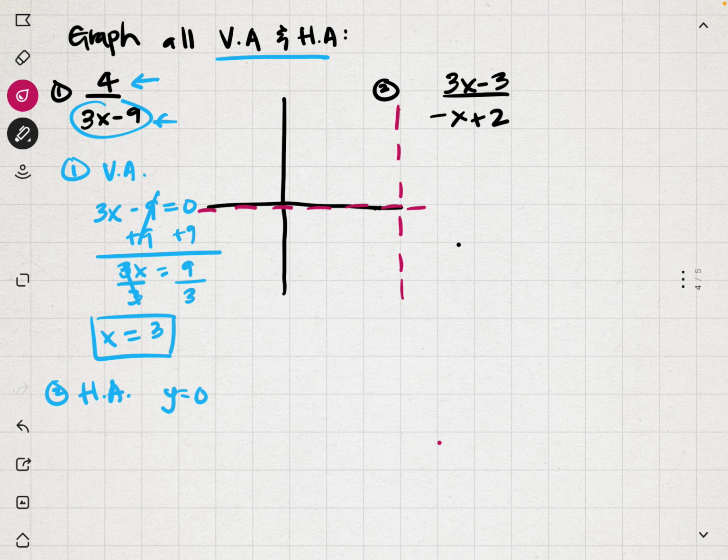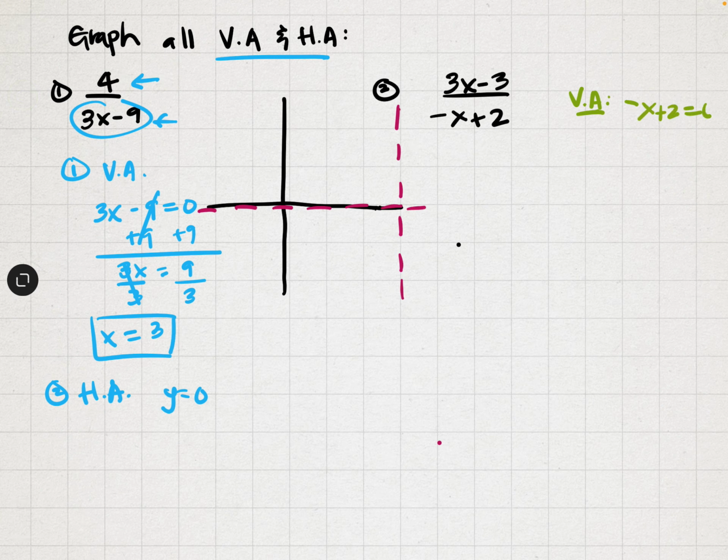All right, for the second one, okay, vertical asymptote. We know what we're doing here. We're going to make the denominator equal to 0. Negative x plus 2 equals 0. We're going to subtract 2. We're going to divide by negative 1. Or you could just switch the signs at that point. And then x is equal to 2. That would be our vertical.